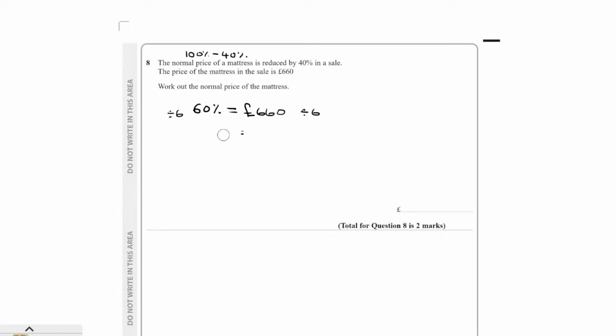So we'll leave our 100% for now. Divide both sides by 6. You see how obviously 60% divided by 6 is 10. And then 660 divided by 6, hopefully that one you could see, is 110. Obviously, if you need to do bus stop, feel free to do that.